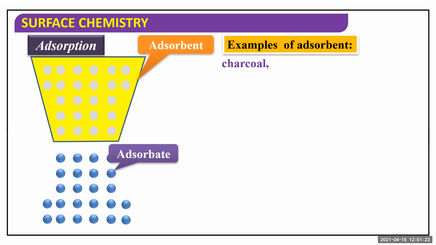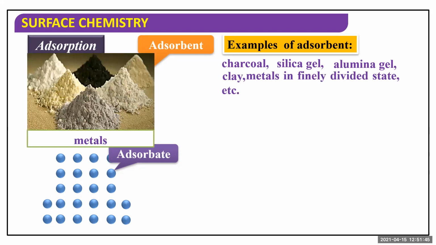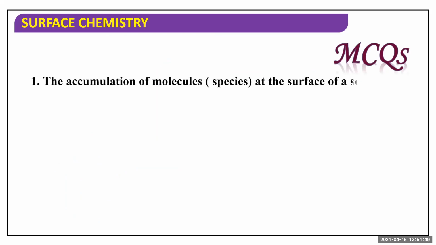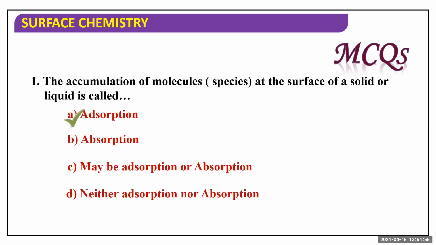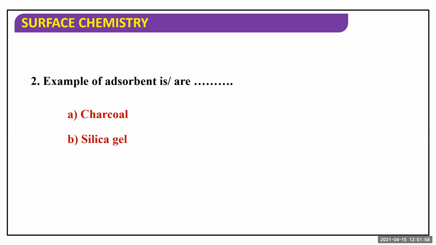Examples of adsorbents: charcoal, silica gel, alumina gel (alumina means aluminum oxide), clay, etc. So the accumulation of molecules at the surface of a solid or liquid is called adsorption. Examples of adsorbents are charcoal, silica gel, alumina gel, all of these.